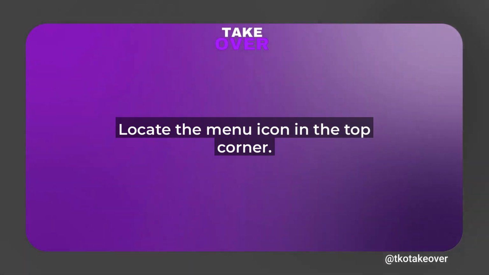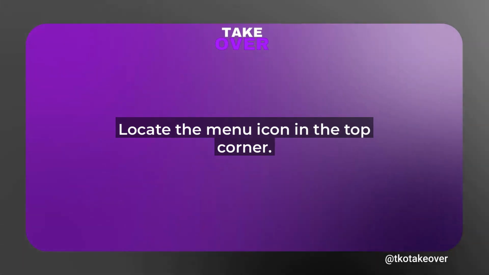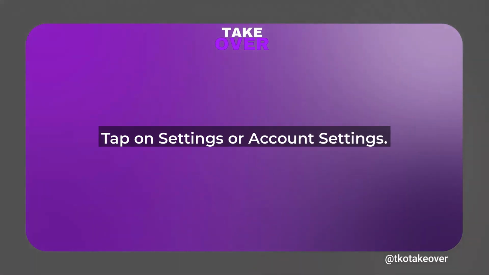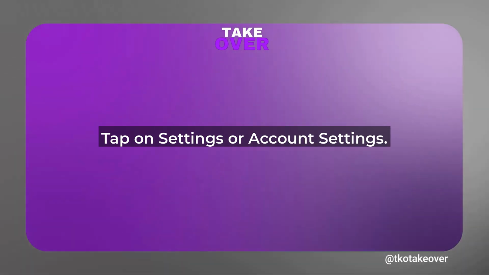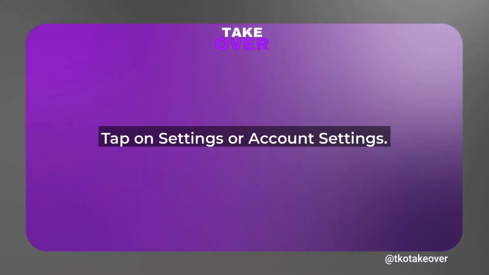First things first, make sure you have the YNAB app open on your smartphone or tablet. Once you're logged in and looking at your dashboard, look for the menu icon. It's usually in the top left or right corner. Think of it as a little hamburger icon with 3 lines. Tap on that, and a sidebar or drop-down menu should appear.